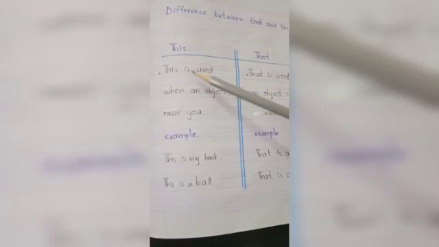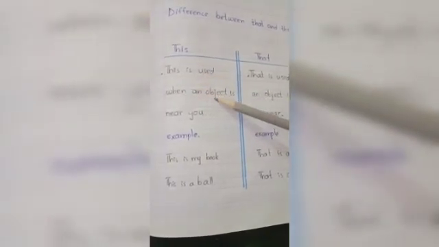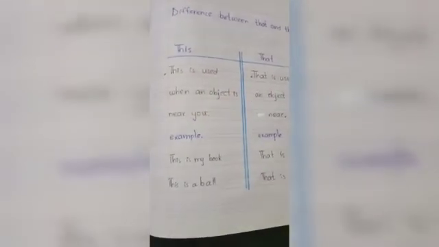Okay, where we use this, Level 1, this is used when an object is near you. Near means when the object is very near.